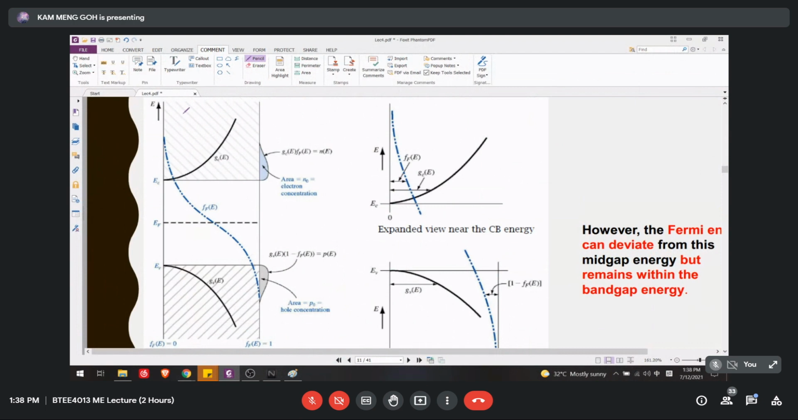We see the left-hand side first. So this one is energy. EC is here. What happened? Okay, the one. EC is here, Fermi energy is here, EV is here. So you actually can see that the GC will be in this shape.